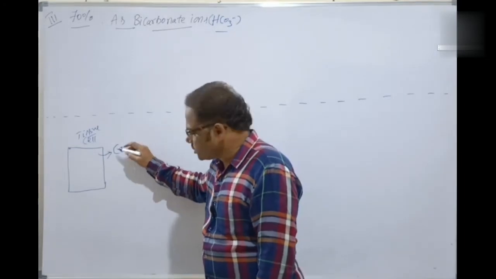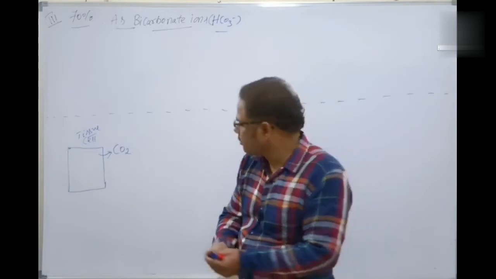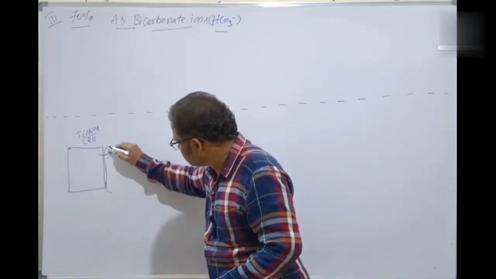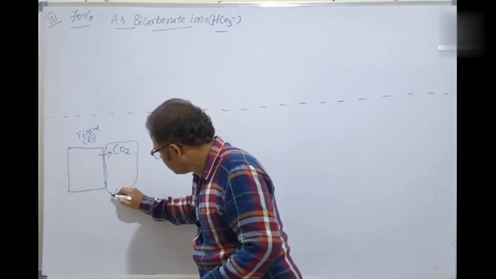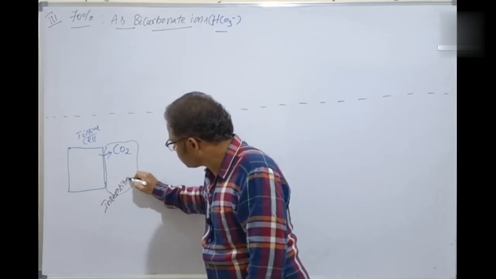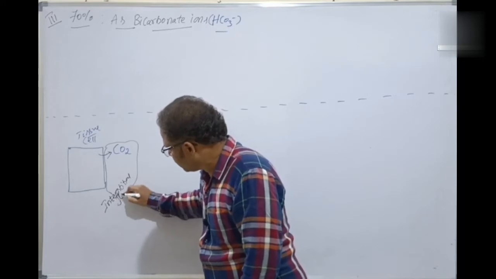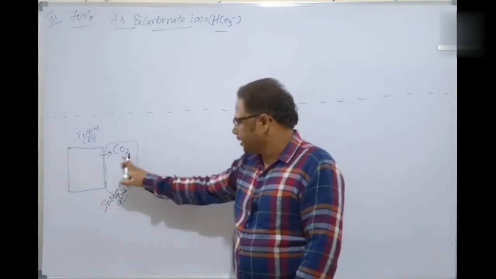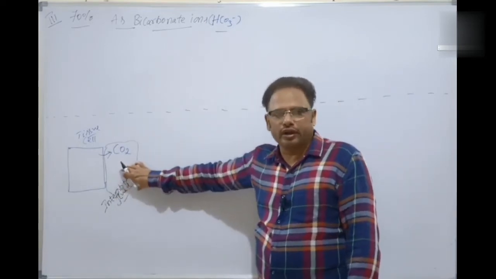The interstitial spaces. These are called the interstitial spaces. This is a representation of the interstitial space, and it contains the interstitial fluid, that is, tissue fluid. The carbon dioxide is now present in the interstitial space, which contains the interstitial fluid, tissue fluid.